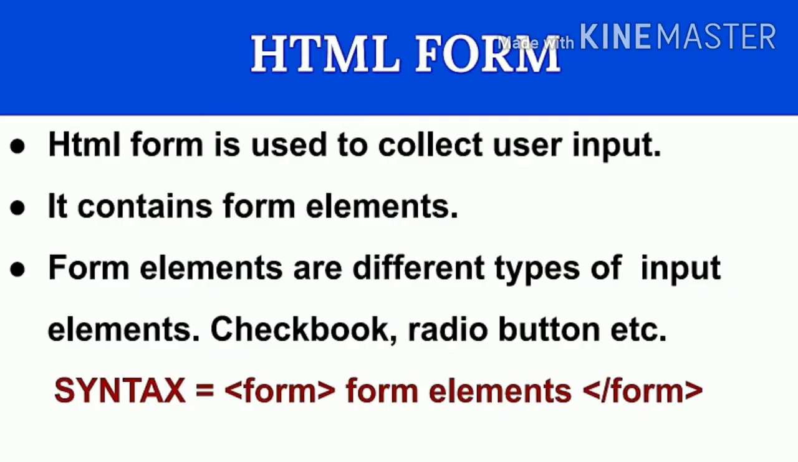The main purpose of an HTML form is to collect user input. It contains form elements. In the form, different types of elements are used to make a form very beneficial and usable. Form elements are different types of input elements. In the form, different types of input elements are included which display the full information about the user. You can use checkboxes, radio buttons, etc.